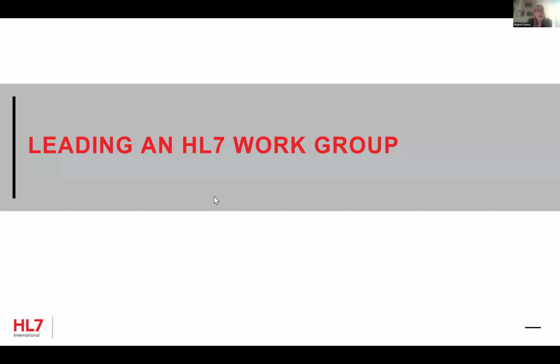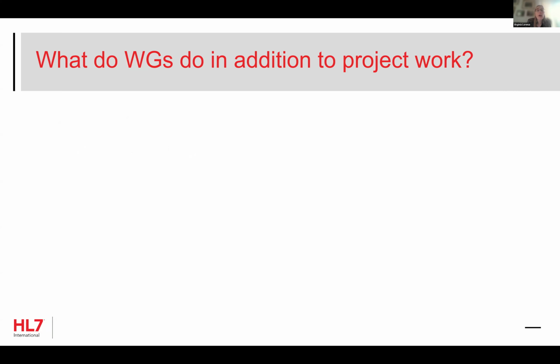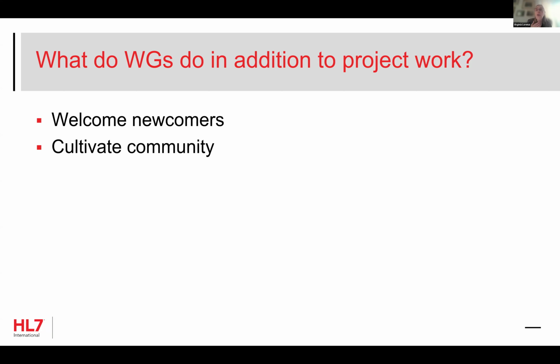So, more on leading an HL7 work group. We talked about this before. But what do work groups do in addition to project work? They welcome newcomers. They cultivate community. And to build community, we've got to get rid of the I, and go for the we.